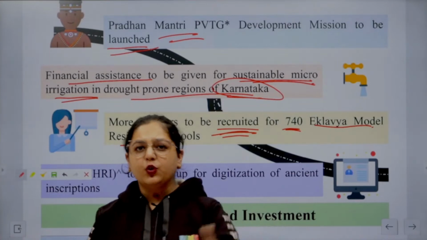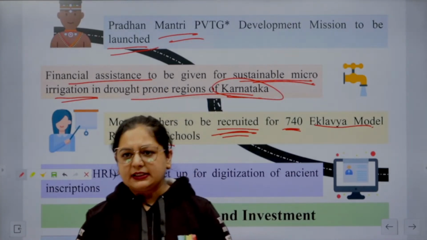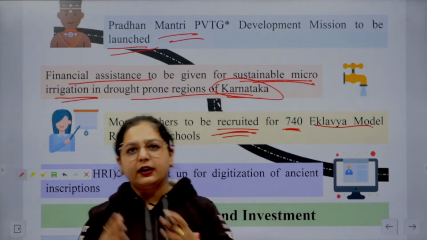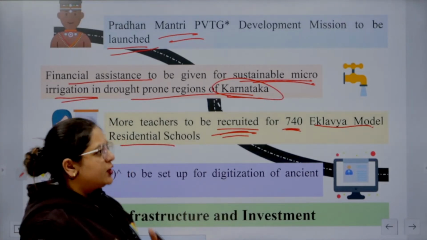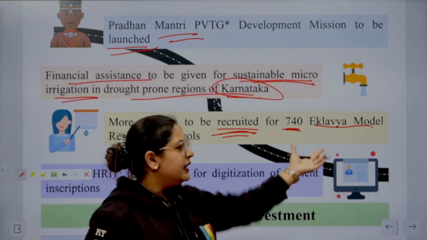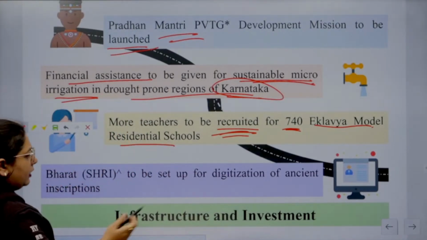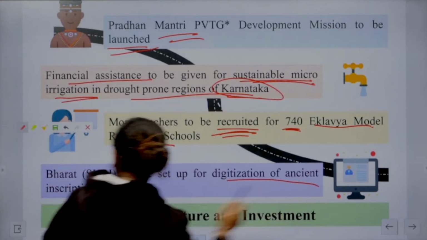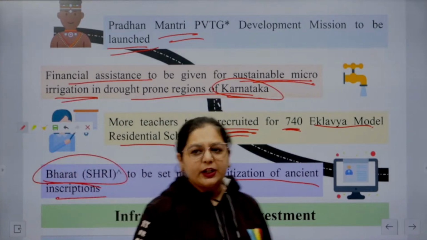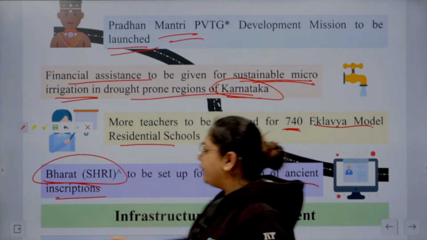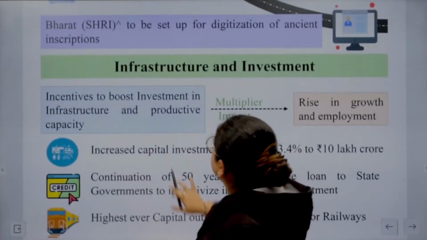So now we have good news that Eklavya Model Residential Schools will have new openings this year, and in these schools accommodation facilities are provided to the teachers. So it's just like Jawahar Navodaya Vidyalayas, but definitely these are in the tribal regions. Then next, for the digitization of the ancient inscriptions, the Bharat SHRI is also going to be set up. So this is basically for setting up the digitization of the inscriptions.